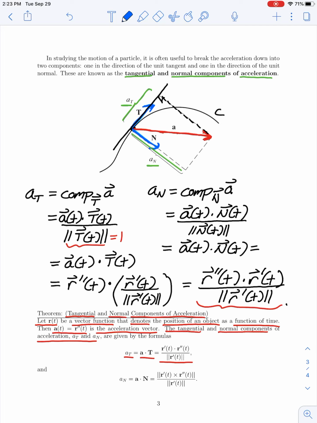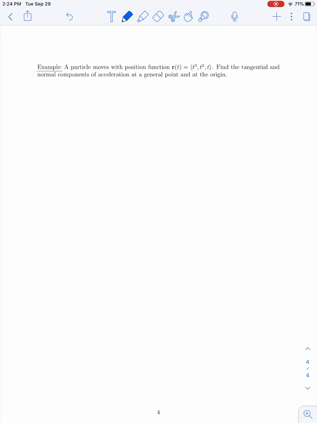And the normal component of acceleration, denoted a sub n, is simply the dot product of the acceleration vector with the unit normal vector, which can be shown to be equal to the magnitude of the cross product of r prime and r double prime divided by the magnitude of r prime. So given these formulas for the tangential and normal components of acceleration, let's look at an example.